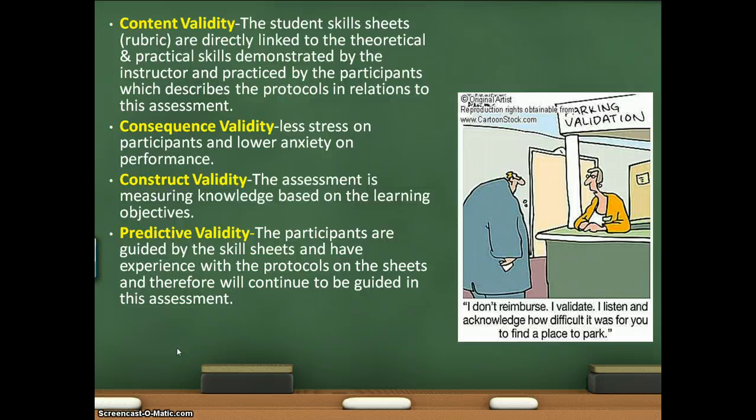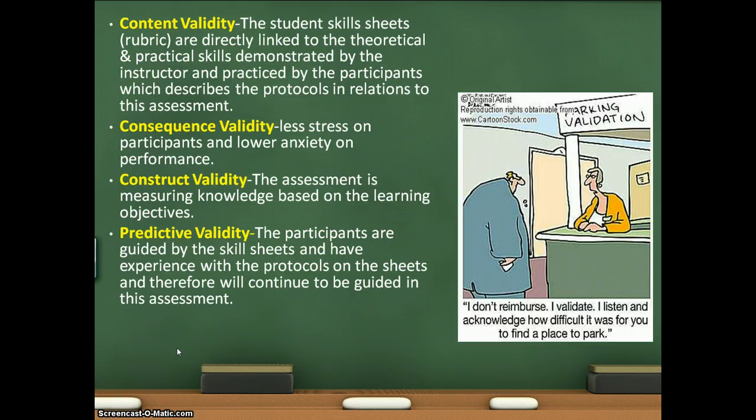Let's now look at validity and reliability. So for content validity, the student skill sheets, their rubric, are directly linked to the theoretical and practical skills demonstrated by the instructor and practiced by the participants in class, which describes the protocols in relation to this assessment. Consequence validity. Less stress on the participants and lower anxiety on the performance. Construct validity. The assessment is measuring knowledge based on learning objectives.